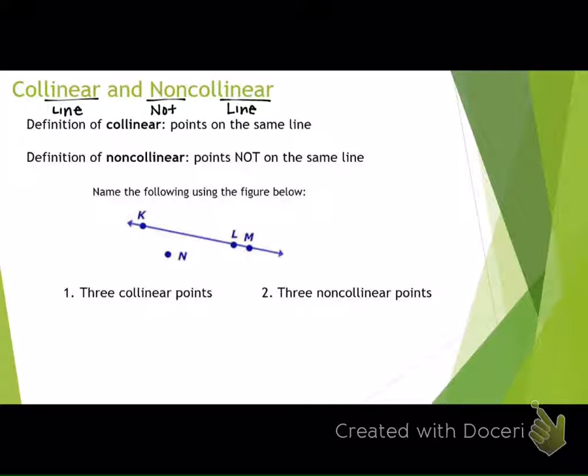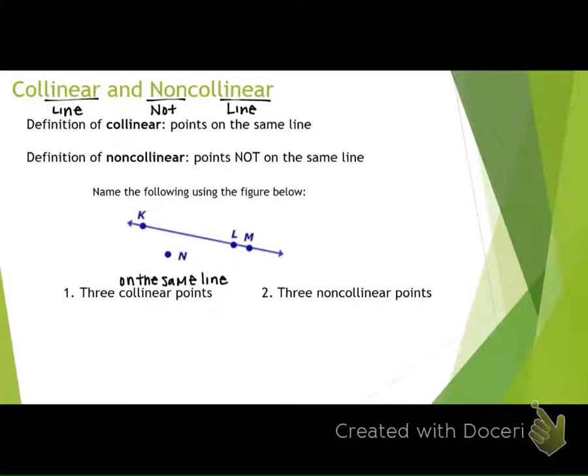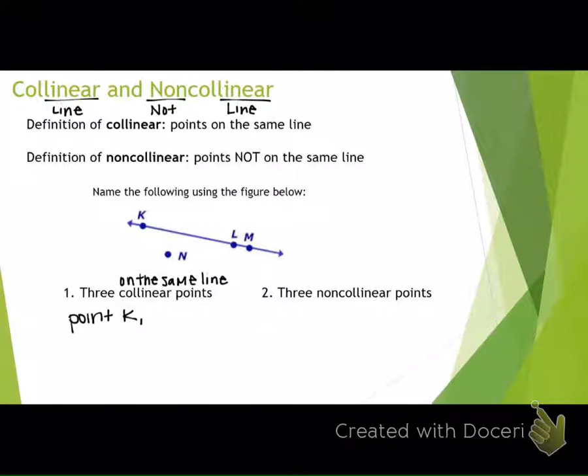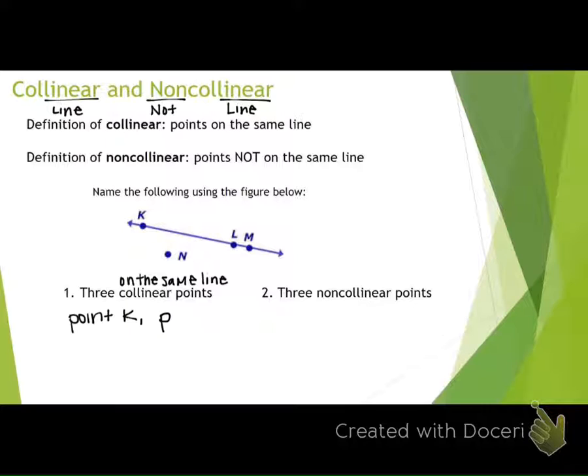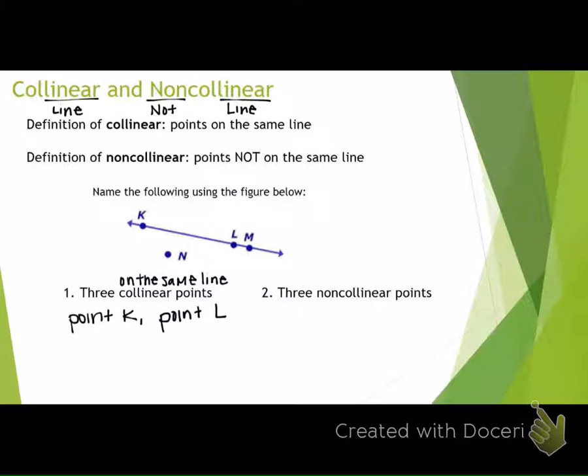So we're going to use the following figure again. So name 3 collinear points for me. So Madison, name 3 collinear points for me, meaning they're on the same line. K, L, and M. So we're going to say point K, point L, and point M. Just label them right. Again, you're learning it, so it's all good. They all sit on the same line.